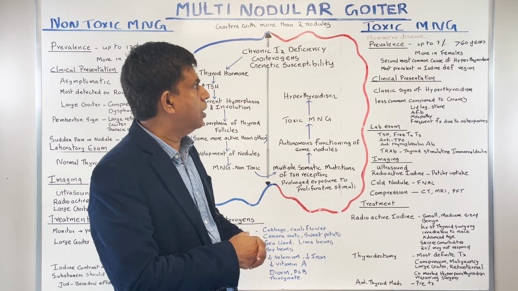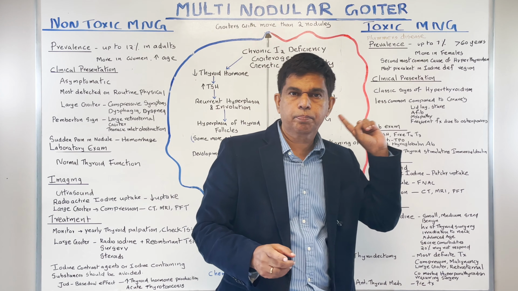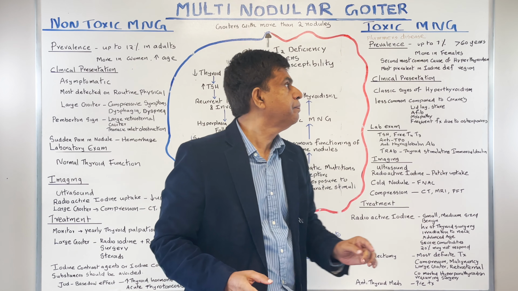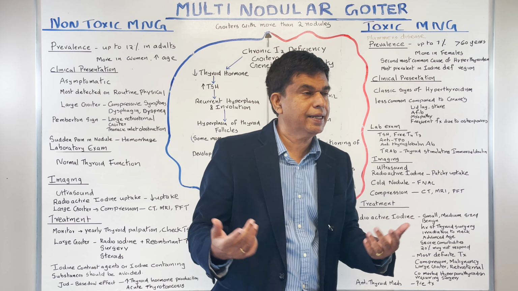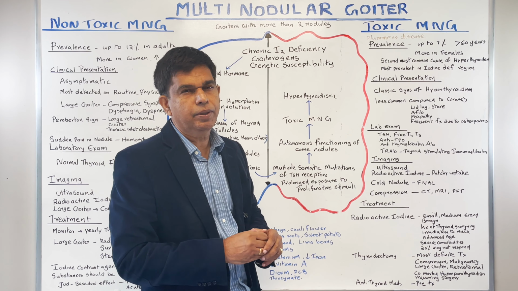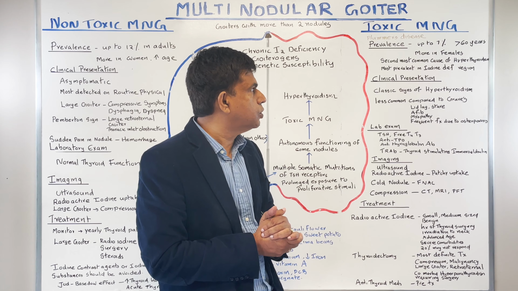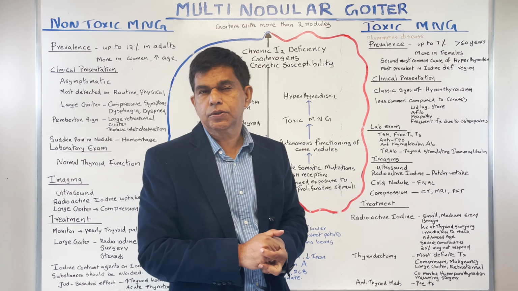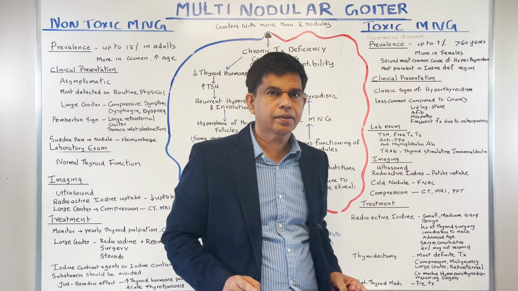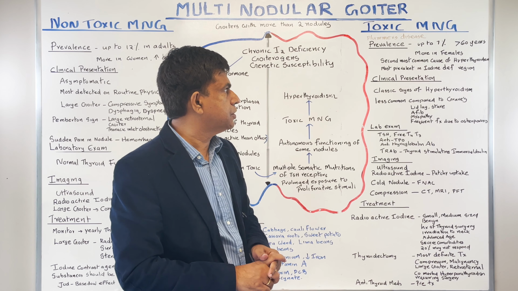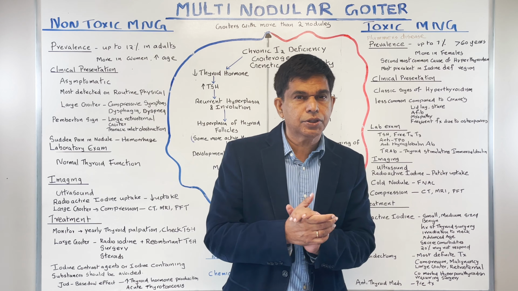Now, let's talk about toxic multinodular goiter. It's also called Plummer's disease. Okay, and then prevalence is up to 7%, usually greater than 60 years of age, more in females, and the second most common cause of hyperthyroidism. What's the most common cause is usually Graves' disease. The second most common hyperthyroidism, more prevalent in the iodine deficiency region.